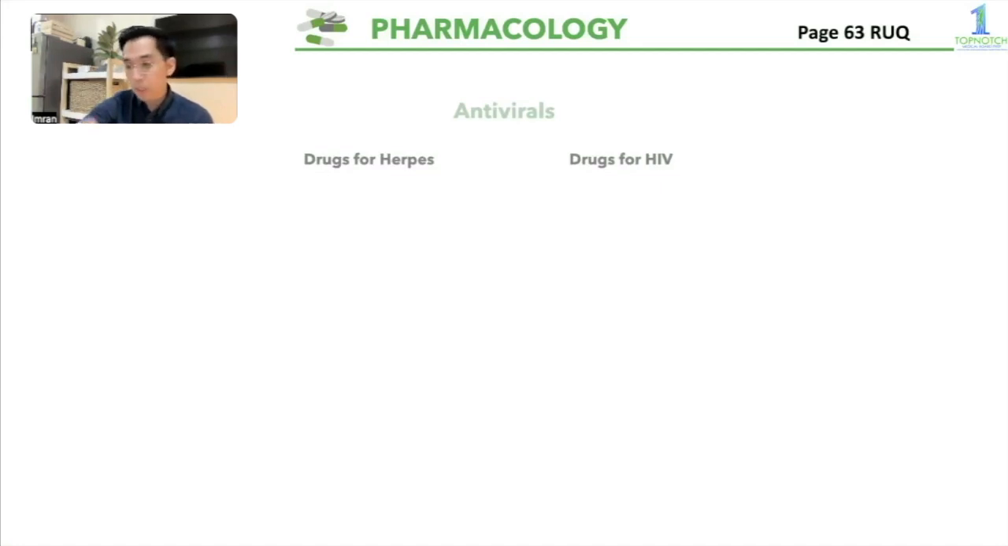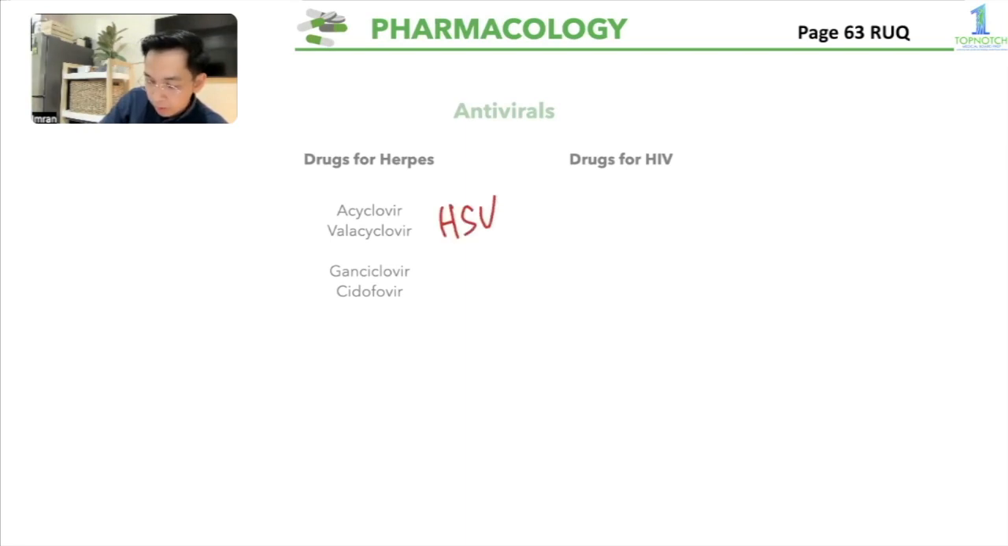Punta muna tayo sa drugs for herpes infections. Yung mga herpes viruses natin. Example dito is your acyclovir and your valacyclovir. Yung acyclovir ginagamit yan sa mga HSV infections, HSV1 and HSV2, herpes simplex virus 1 or herpes simplex virus 2. Ito yung mga herpes na oral herpes, yung mga reproductive, genital herpes. Ito you can give them as treatment.